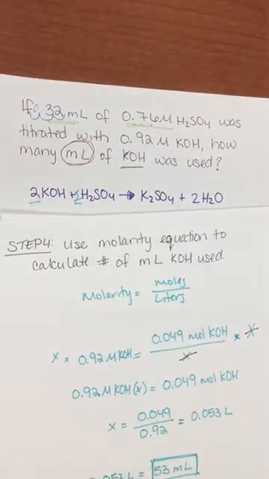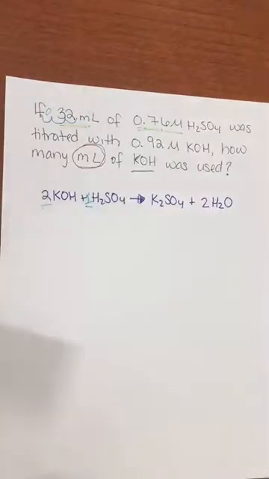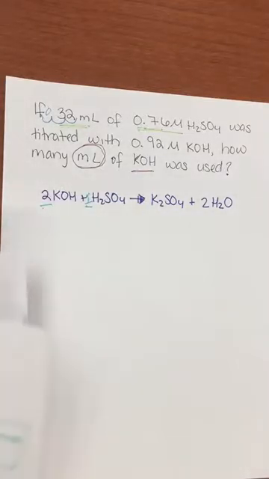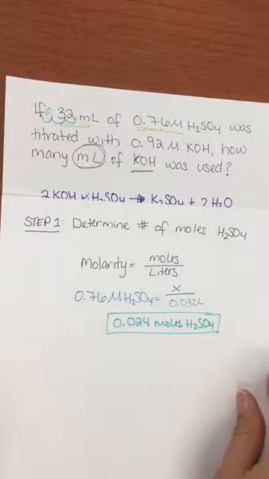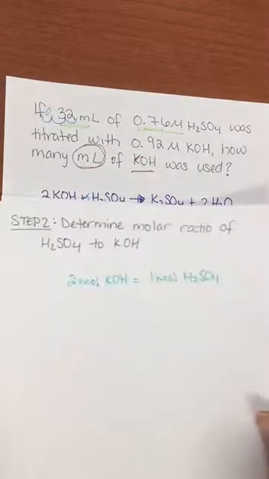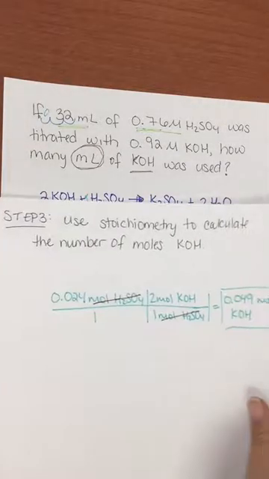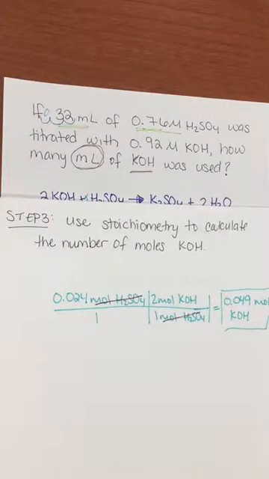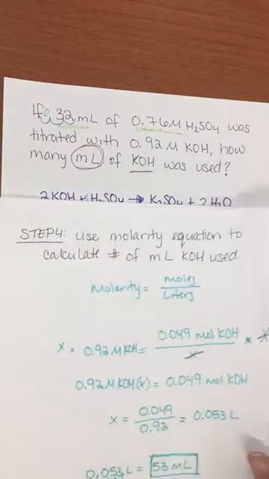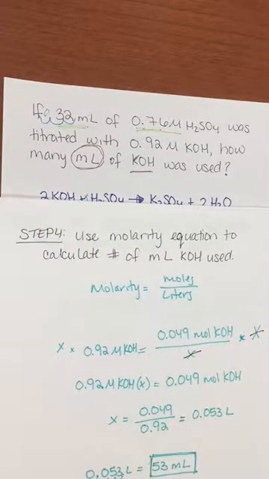So hopefully going through each one of these steps will help a little bit with the studying process. Again, they're always the same steps, no matter what you're solving for. You always start off by figuring out number of moles, then you find your molar ratio so that you can convert from moles of one compound to moles of the other compound, and then finally go back to your molarity equation to solve for the final answer.